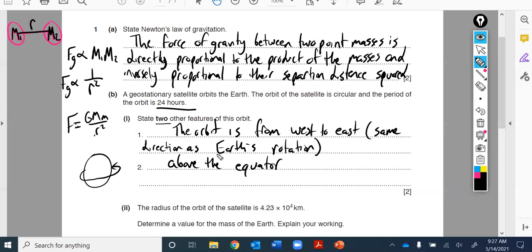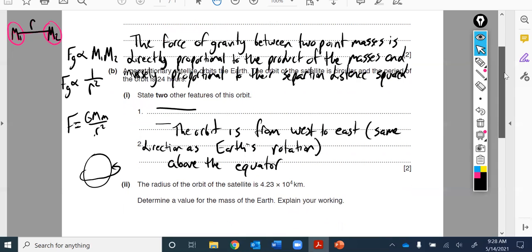Anybody say anything else besides those two? Am I missing anything? There could be others, I suppose. Yeah, the period is 24 hours, which is really key, but they already give you that. So those are two other ones I could think of. We'll check the mark scheme.